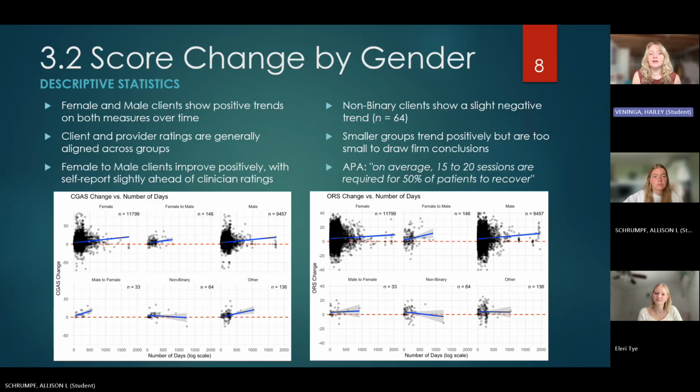And then importantly, across all groups, the relationships are pretty weak. So time in the program alone does not strongly predict how much a client improves. This is consistent with what we see in broader literature in psychology. The APA, the American Psychological Association, notes that on average, 15 to 20 sessions are needed for 50% of patients to recover. That tells us that improvement isn't just a function of how long someone stays in treatment, but could also be due to other factors within that program.